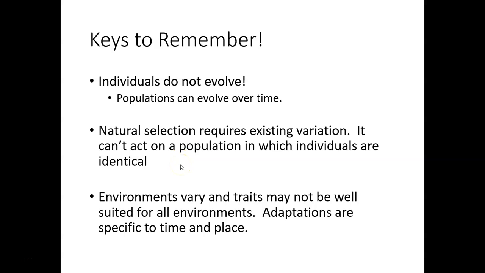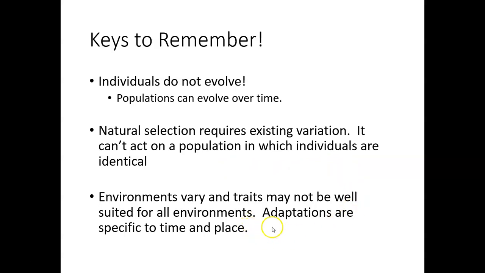Also, natural selection requires the existing variation that we talked about. It cannot act on a population in which individuals are all identical. If in that population that we were just looking at with the beetles, all of them were the same size and the same color, we wouldn't have natural selection acting on them on the basis of color. Every individual would have the same adaptive advantage.